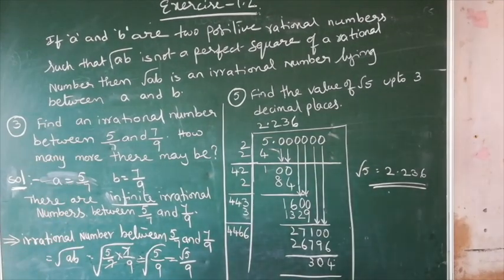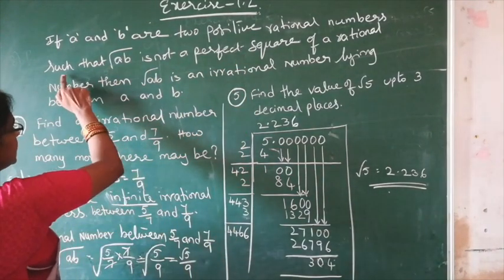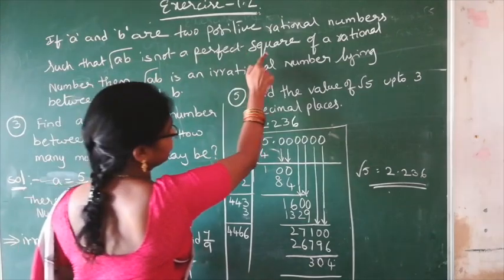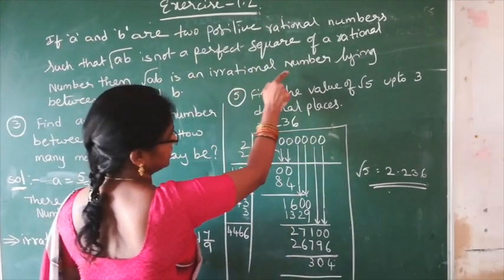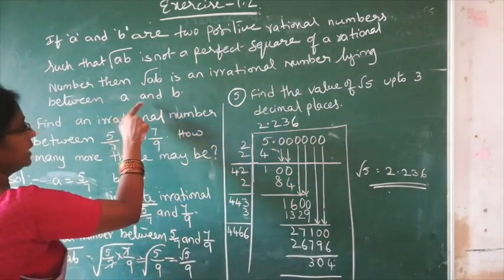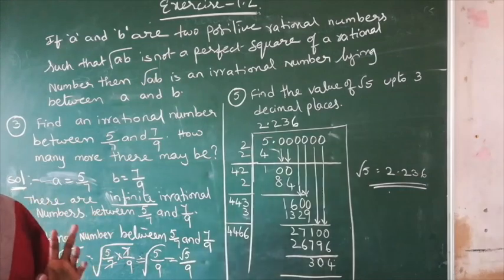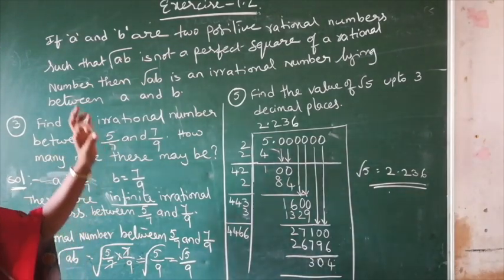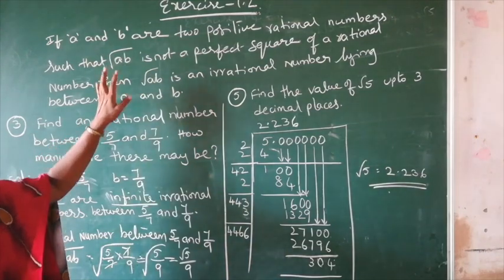Now if a and b are two positive rational numbers such that root AB is not a perfect square of a rational number, then root AB is an irrational number lying between A and B. Means, suppose you take any two rational numbers and multiply them, and that product is not a perfect square.